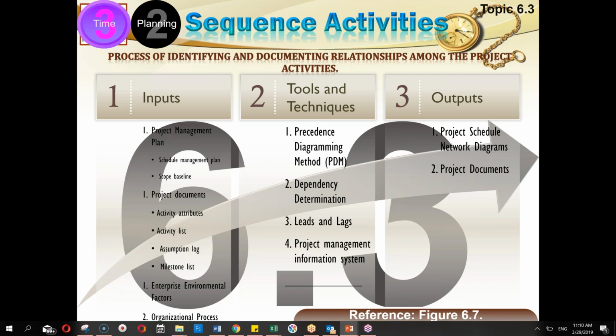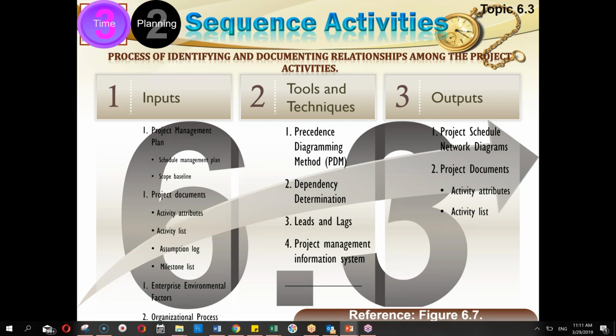Then we have the project management information system, which we have also talked about in integration. This is keeping a record of everything that is happening, and it is an automated information distribution system. This could be very useful for developing and for communicating the sequence of activities to all concerned. As a result, you will come up with a project schedule network diagram. Actually, when you connect all the activities, they form a kind of network diagram.